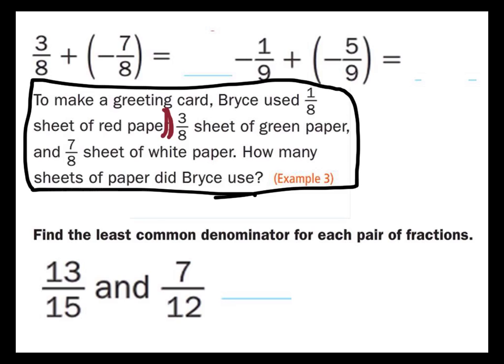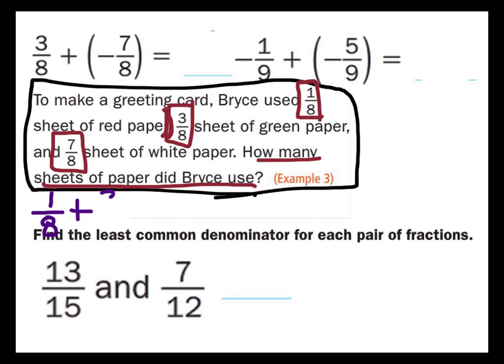So, what we're going to do is look at what it's asking. How many sheets of paper did Bryce use? Well, all we've got to do is find the numbers. He used 1/8 of a sheet, 3/8 of a sheet, and then 7/8 of a sheet, okay? So all I'm going to do is add those numbers because it asks how many. 1/8 plus 3/8 plus 7/8.